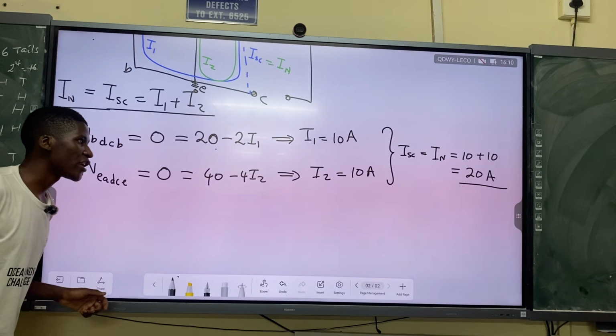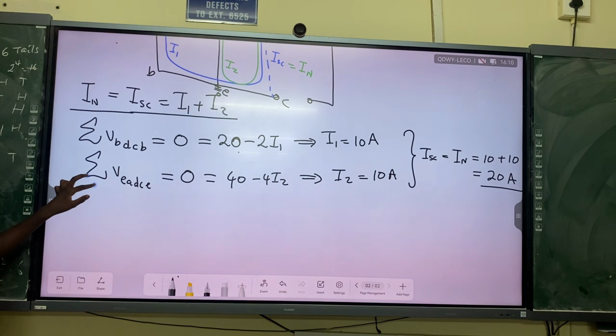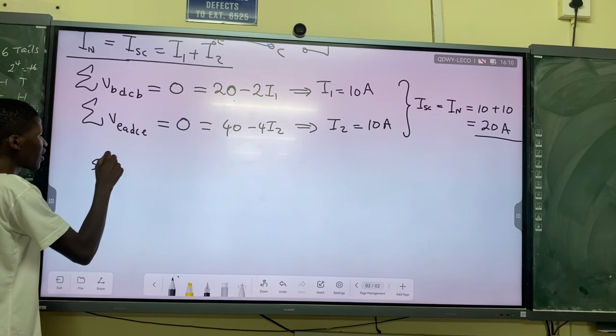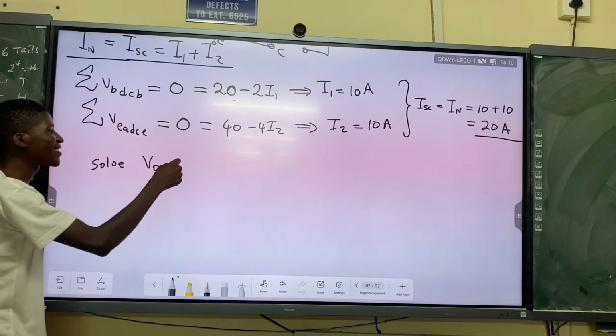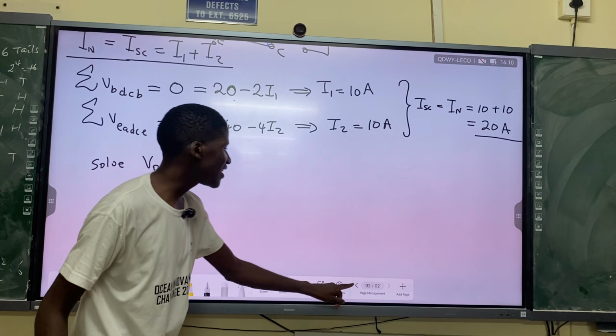So I want to repeat the calculation again for VOC, which we found before. I'm just going to say that you solve for VOC, and VOC is equal to VA. What did we get in the previous example?